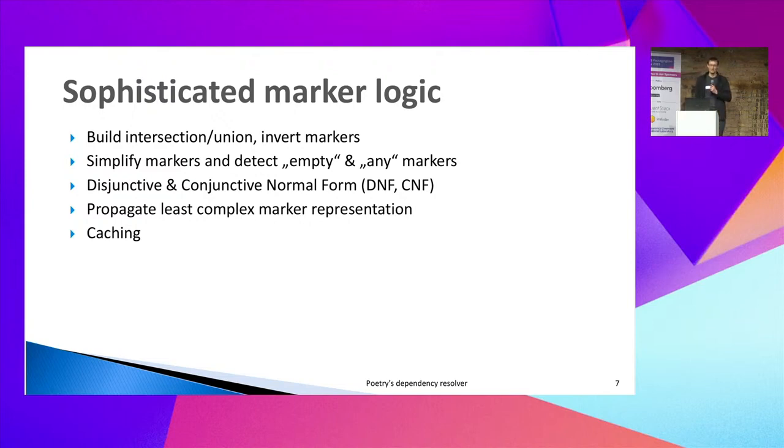To not miss any simplification, Poetry can calculate the disjunctive or conjunctive normal form of markers. And because sometimes normal forms are more complicated than unnormalized markers, there's a mechanism to always propagate the least complex marker representation. So complexity does not stack up in subsequent operations. Unfortunately, calculating normal forms can also be computationally expensive. In order to mitigate this, there's some caching, so we don't have to calculate a normal form or part of it twice during dependency resolution.